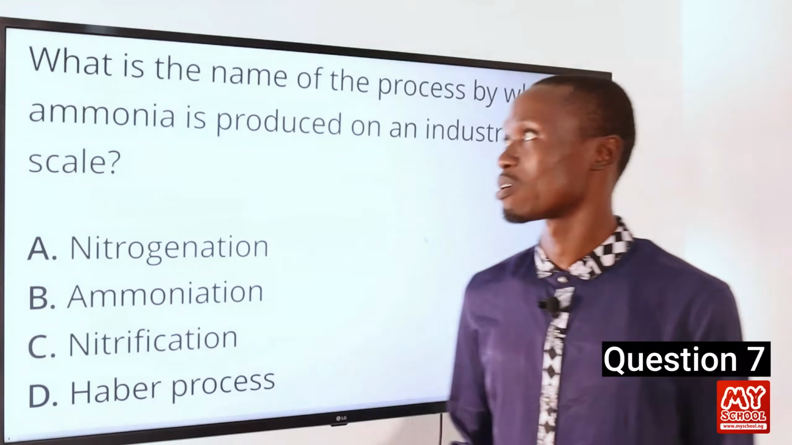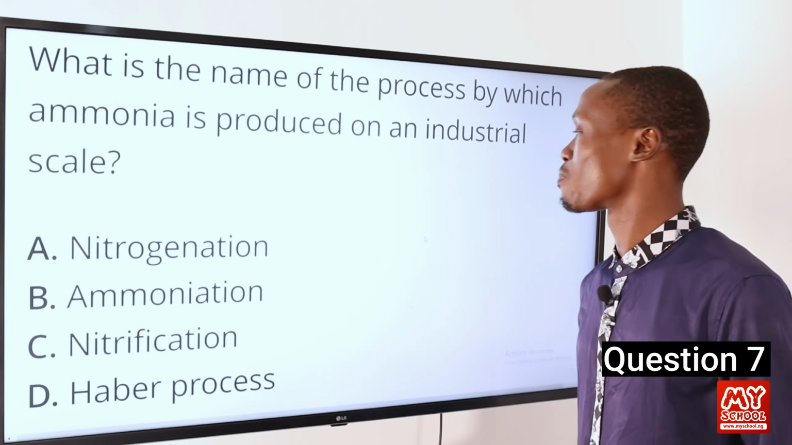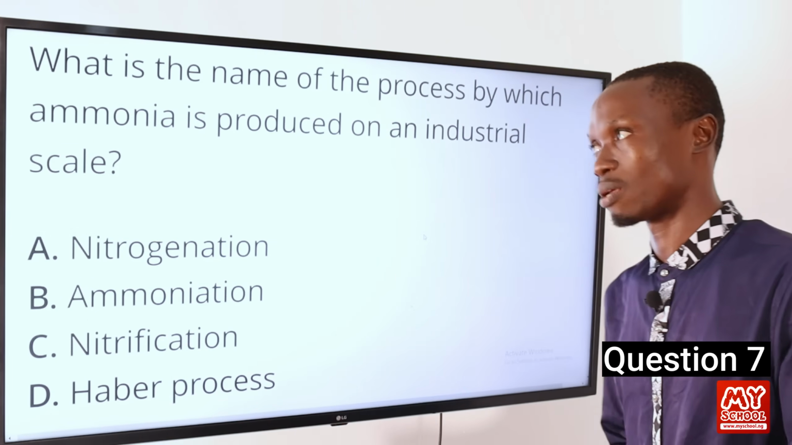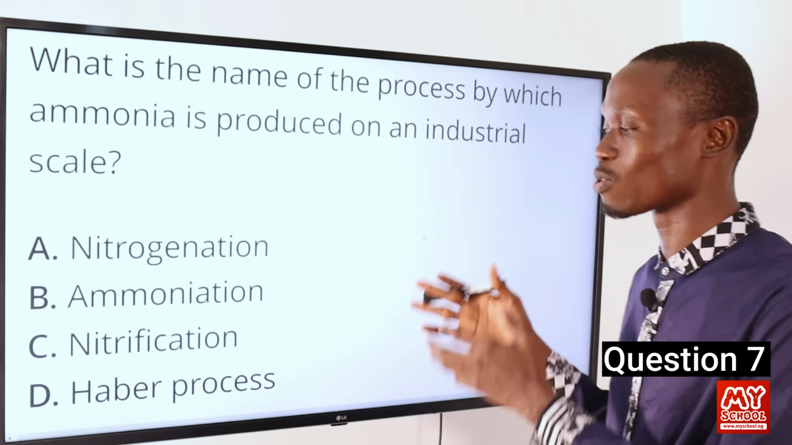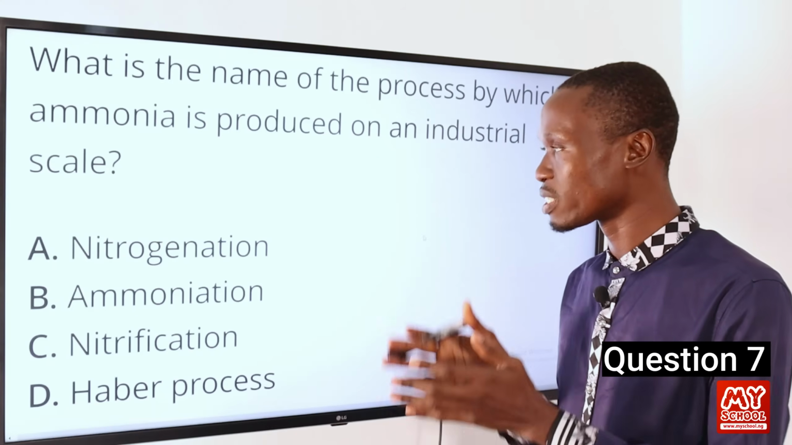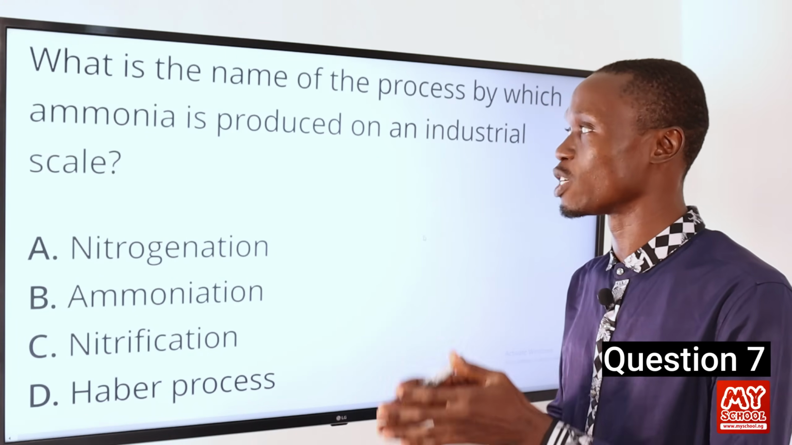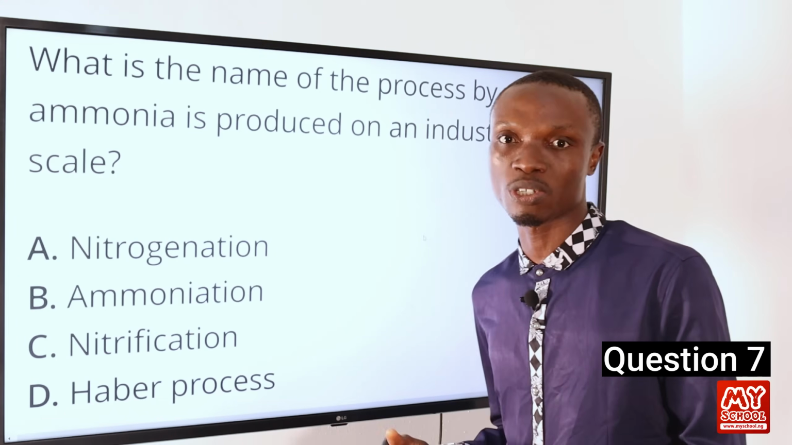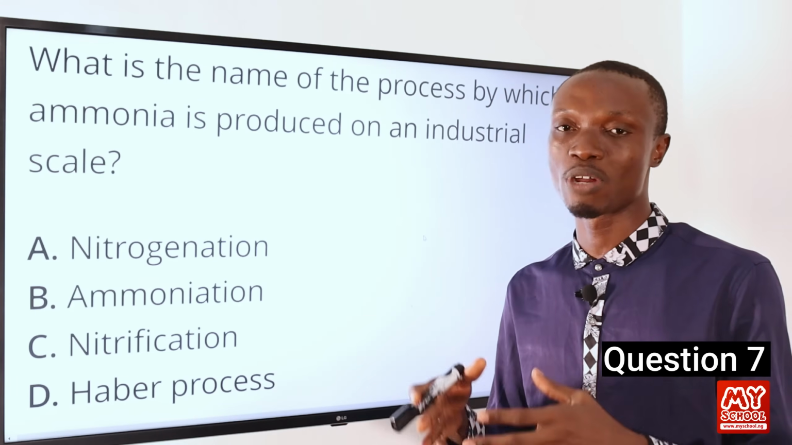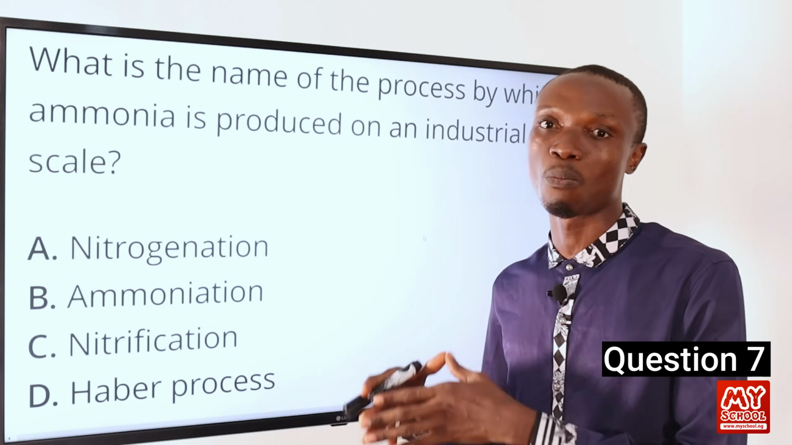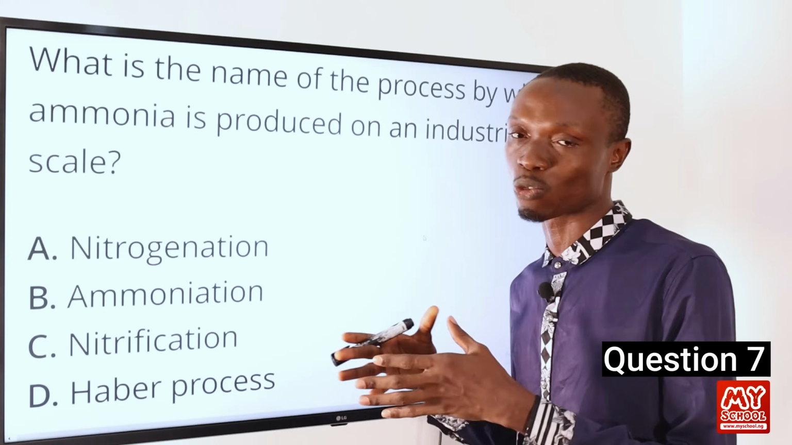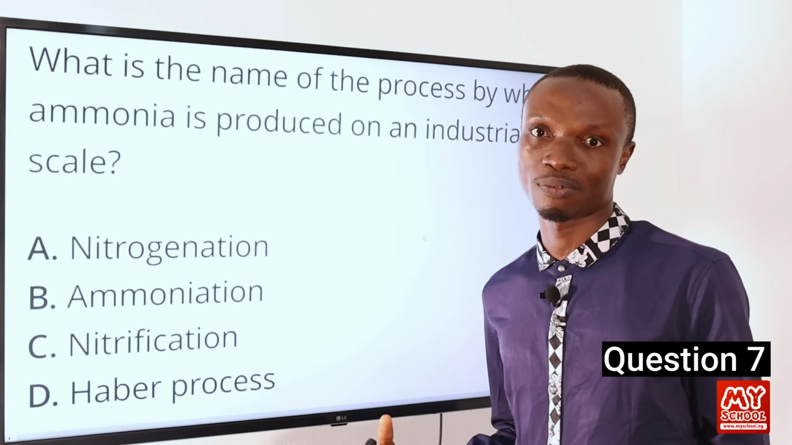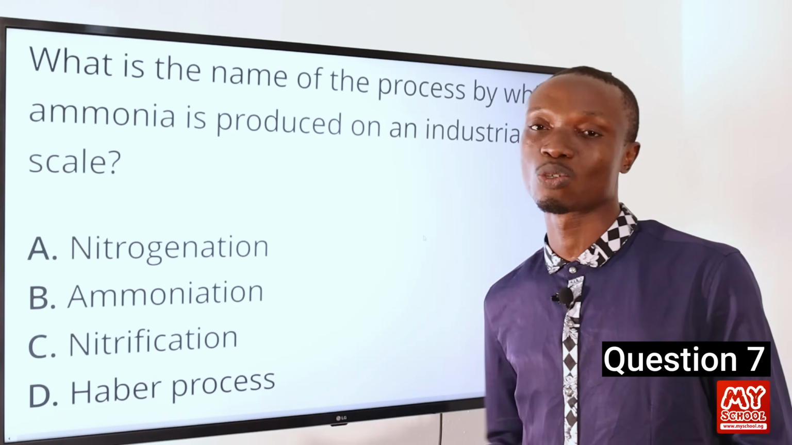Moving on to question 7. What is the name of the process by which ammonia is produced on an industrial scale? So let us go straight to the answer. The name of the process by which ammonia is produced on an industrial scale is known as the Haber process. In this process, nitrogen gas reacts with hydrogen gas to produce ammonia, but this has to take place in the presence of iron as a catalyst. So the answer to this question is option D.